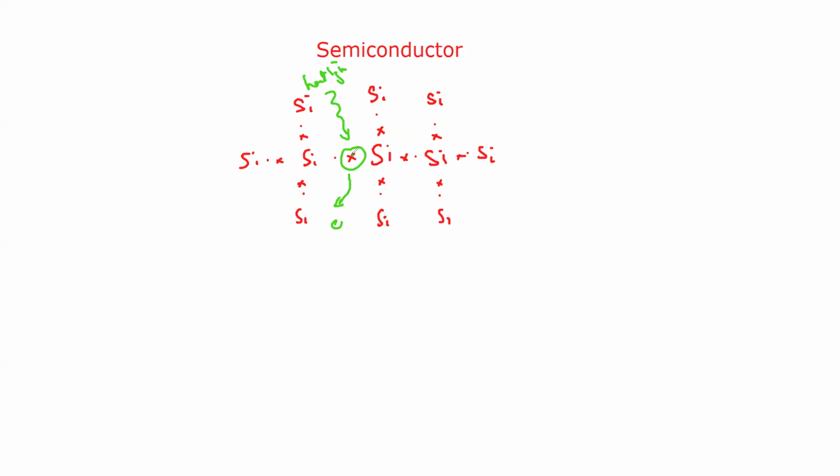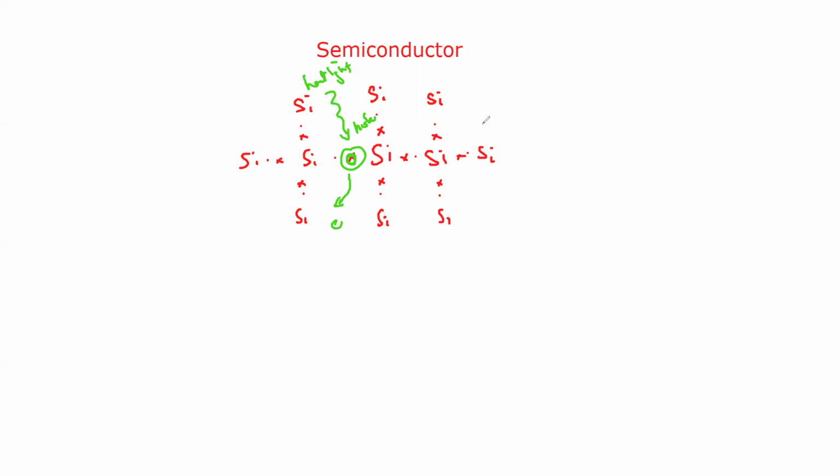When this electron moves out, there is a vacancy of the electron, and that vacancy of the electron we call a hole. So, due to heat or light, it produces electrons and holes. And these electrons move within the structure. That's why the semiconductor allows electricity to pass through.